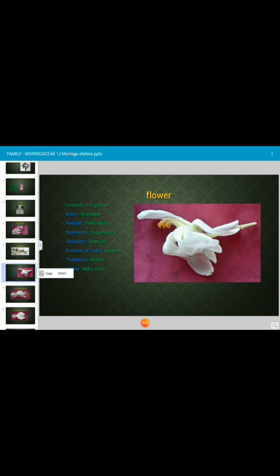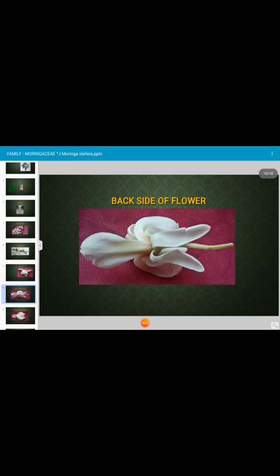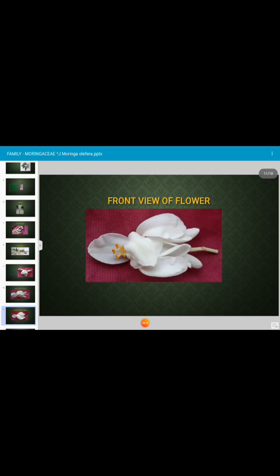Next slide. This is the back side of the flower, very beautiful, looking like a doll. Next. This is the front view of the flower, and there are many petals. One petal is erect and all the remaining petals are diverted below toward the petiole, and it is a very typical shape of flower, and such a flower occurs only and only in Moringa oleifera, family Moringaceae. Okay, this is the characteristic feature of Moringa oleifera.